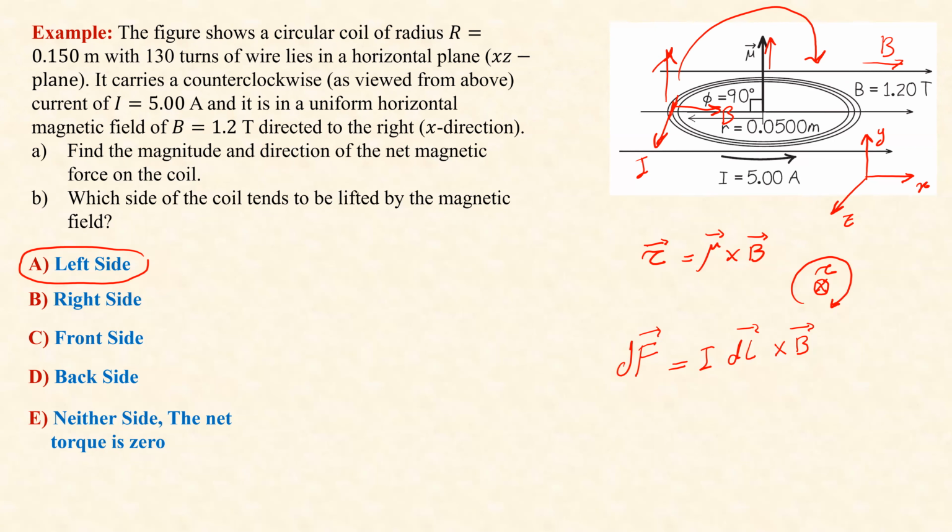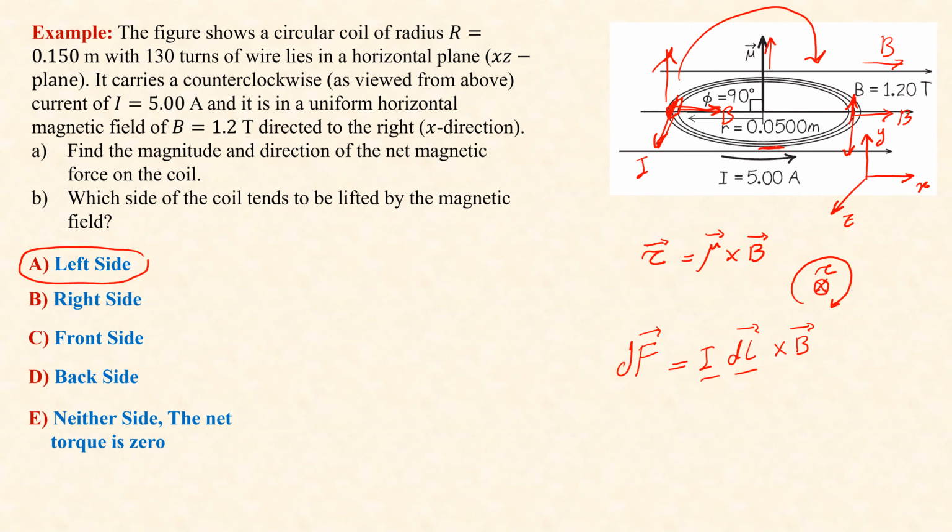Or you can say, okay, at this point, there is a current going in this direction. The field is in this direction. Again, I cross B, L cross B, L is in the direction of I. L cross B is again up. At this point, the current is going into the page, and the field is this way. You put your fingers in the direction of the current, turn into B, and your force is down. So there are a variety of ways you can see that. Okay?